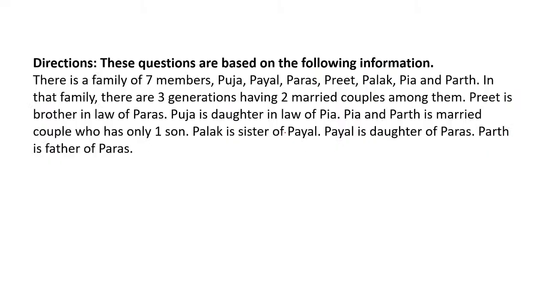Yes, next question, which is again based on blood relations. There is a family of 7 members: Pooja, Payal, Paras, Preet, Palak, Pia, and Parth. Oh, okay, all starting with P. In that family, there are 3 generations having 2 married couples. Oh, it's like the same question. It's the same as the first question, but we have some different relationships involved here. So here again, 2 married couples are there, and 3 generations are there.